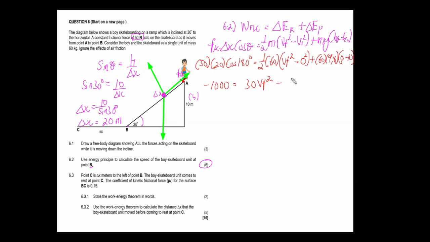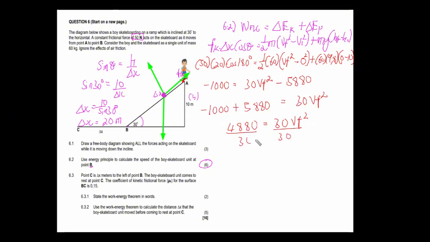So which will give us negative 5,880, which we then need to transpose over to this side. We have negative 1,000 plus 5,880 is equals to 30 Vf squared, right? So you punch that into your calculator, and then you are going to have 4,880 is equals to 30 Vf squared. Divide both sides by 30. We end up with Vf squared is equals to 162.66667, whole lot of 6.